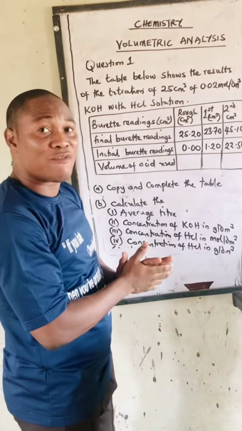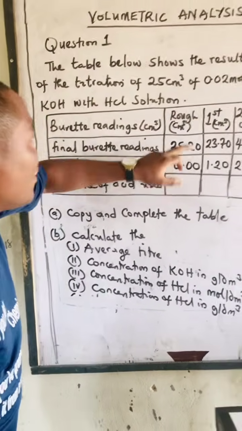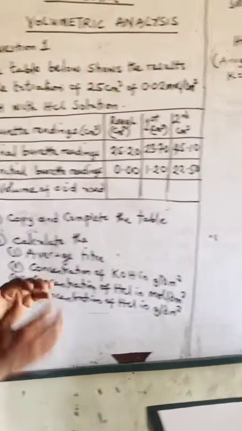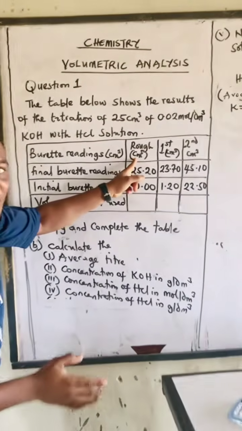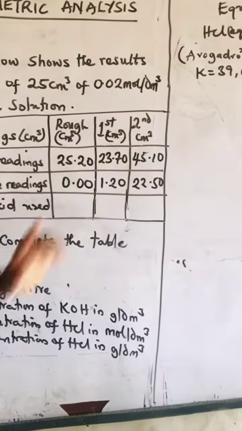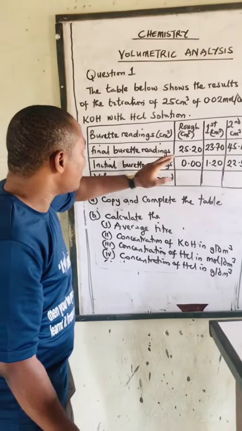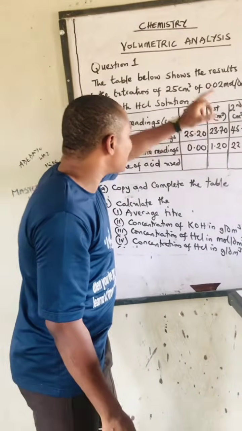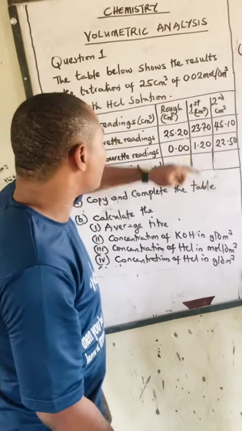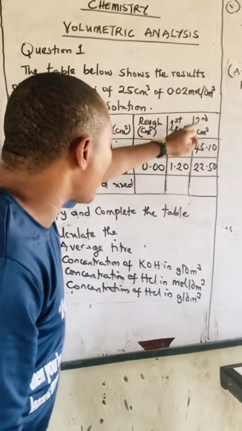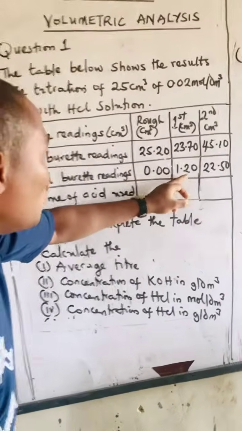This table has been given to you already, where you have the burette readings. They have given you the final burette readings, which means that this table is telling us that they performed 3 titrations. One is the rough titration, while they have the first and the second. They said the final burette reading for the rough is 25.20. The first titration is 23.70. The second is 45.10. And the initial burette readings are also given.